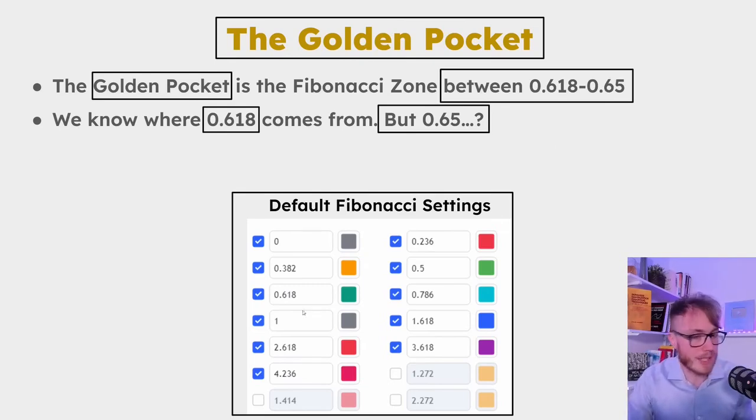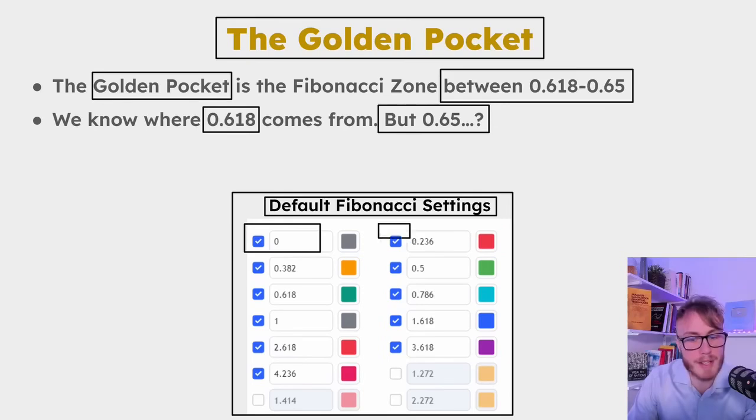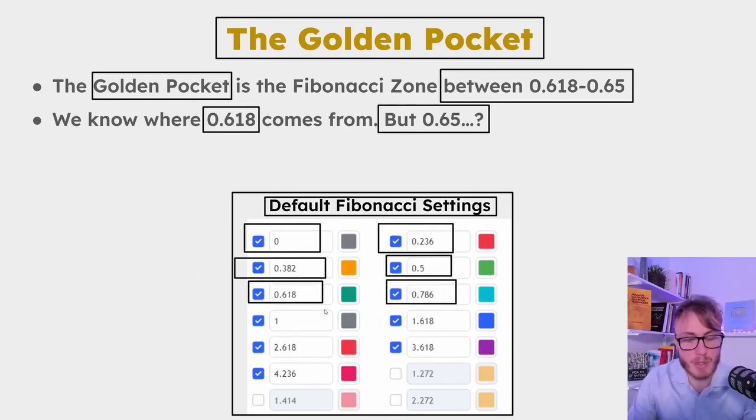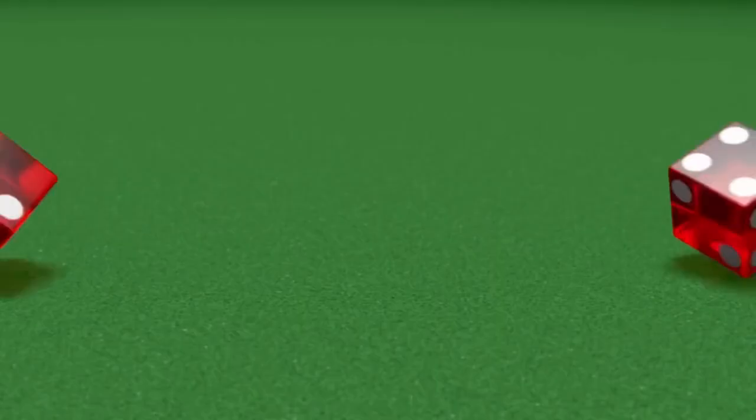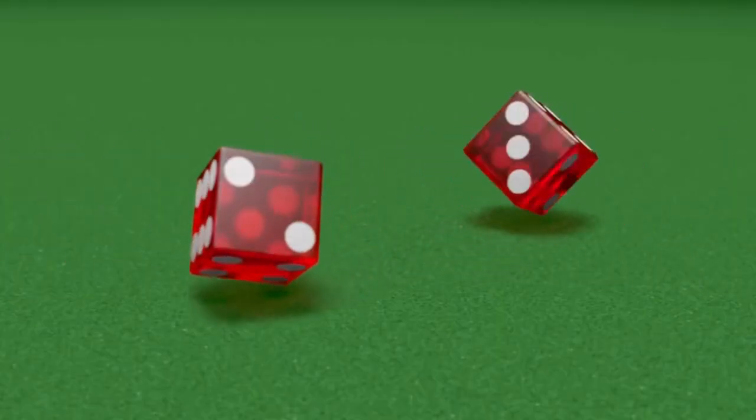For example, if we take a look here at the default Fibonacci settings, so the settings for the Fibonacci tool, you can see that we have no level here that is 0.65. So in order to have the golden pocket, you need to change the settings on your own. But you might not want to do that because it seems like 0.65 is pretty much arbitrary. And what do I mean here by arbitrary? Well, it seems like 0.65 is pretty much a random number.